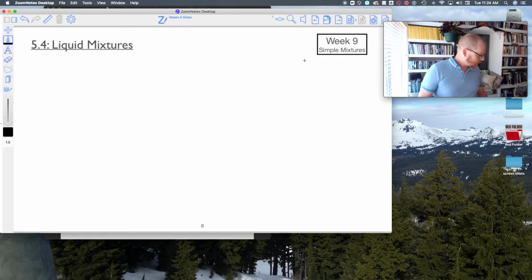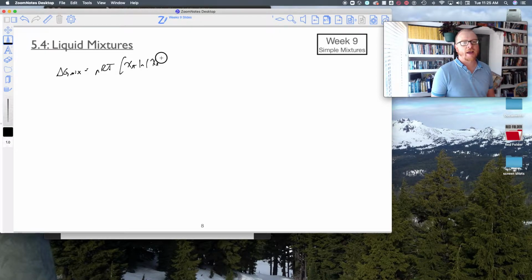Okay, so moving on to liquid mixtures. I came up with an equation earlier: delta G of mixing equals nRT times chi A natural log of chi A, plus chi B times natural log of chi B. So this is just a good quick review.